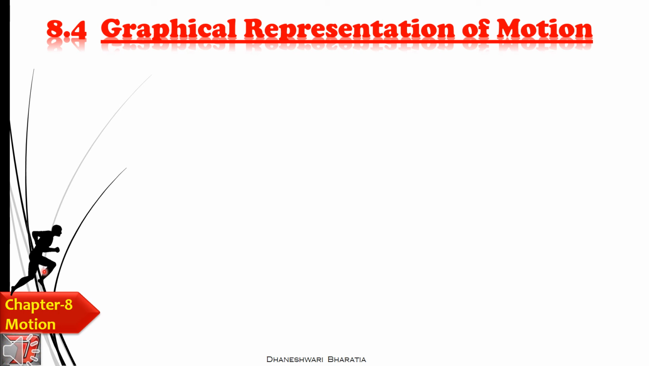As you all know, we have already started with chapter 8. Today we will be discussing 8.4, 8.5 and 8.6. First, let us begin with graphical representation of motion. That means we are going to represent this motion in the form of a graph, right?